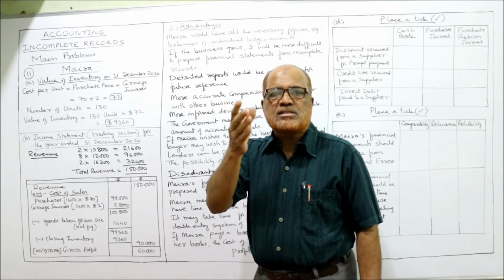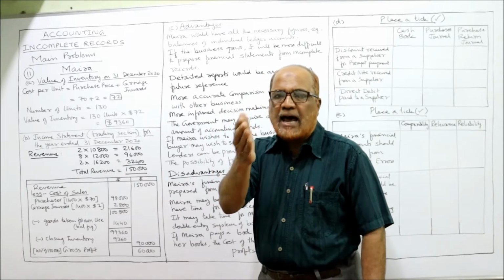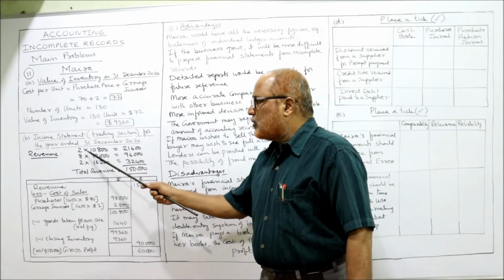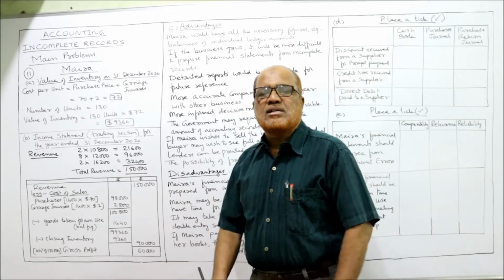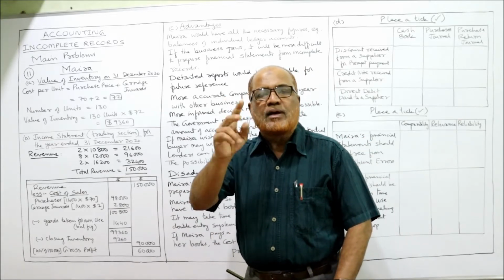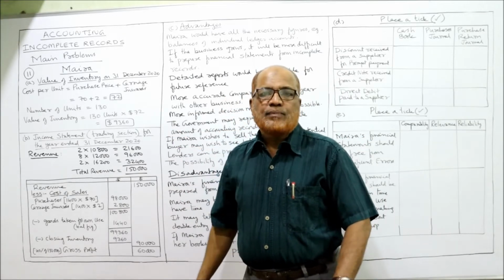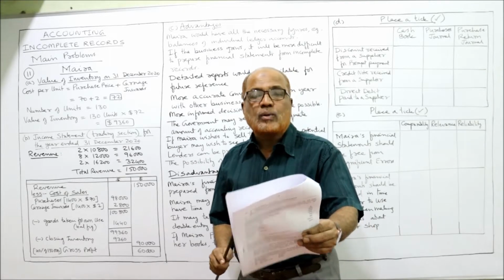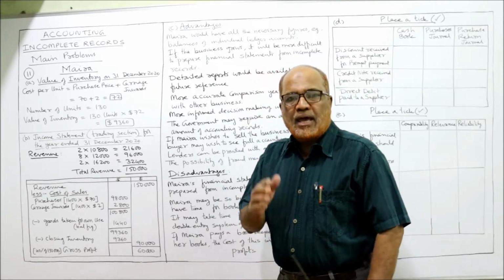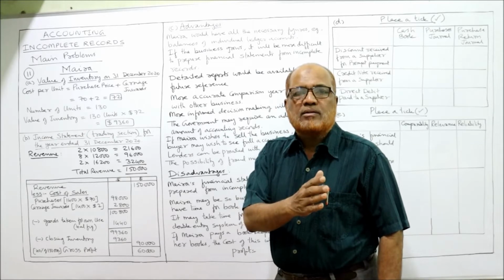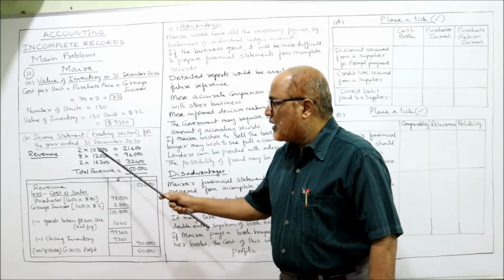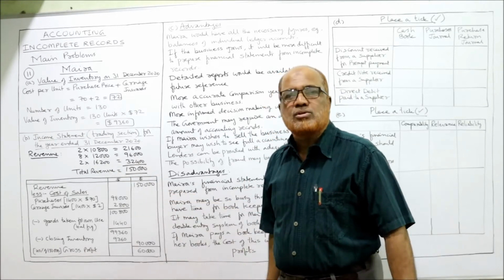The first 2 months, 10,800 and 10,800. So 2 into 10,800, 21,600 is the sales of the first 2 months. Next 8 months, the sales are 12,000 each month. Every month $12,000. How many months? 8 months. So 8 into 12,000, $96,000.